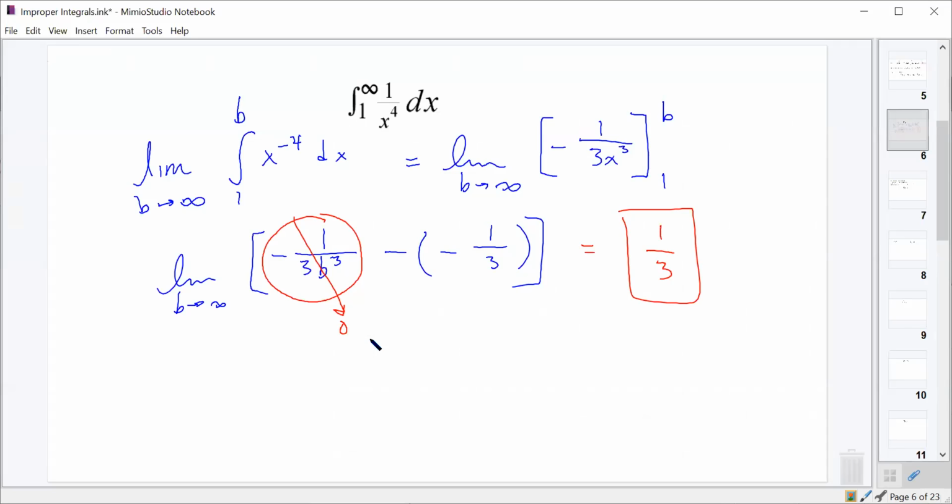Can you just say that again? Like it hits 1/3, or the area under the curve is going to 1/3? Yeah, it's approaching 1/3. We say that the area from 1 to infinity is 1/3.